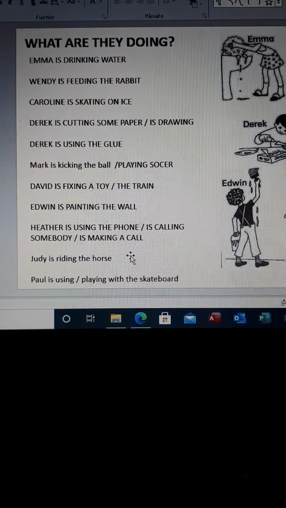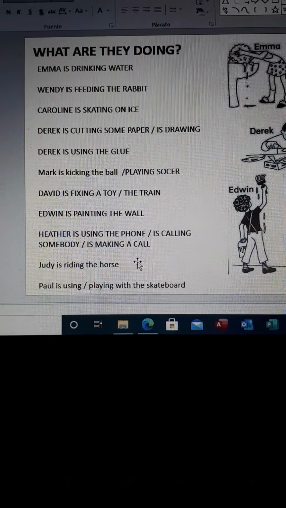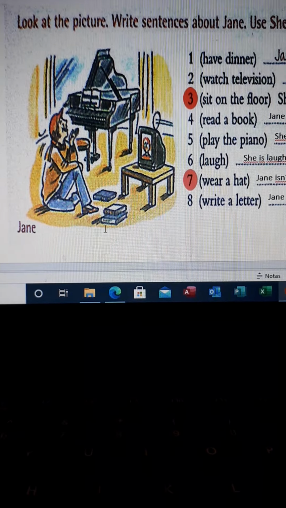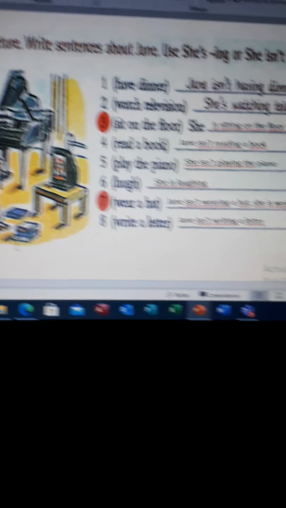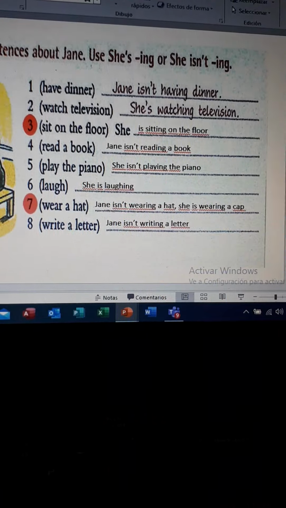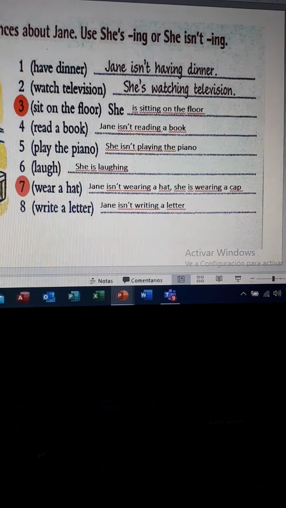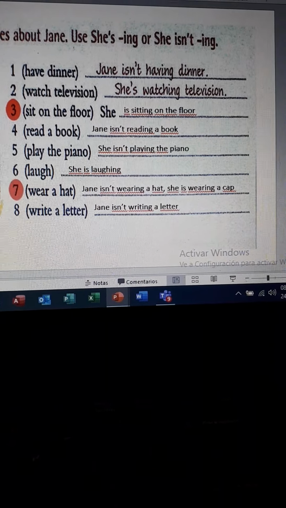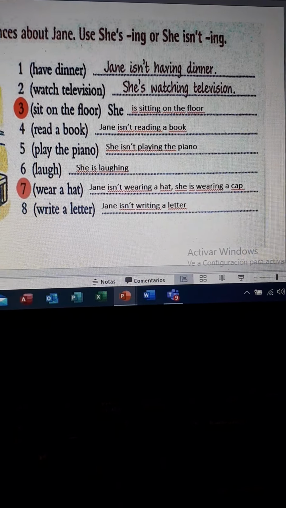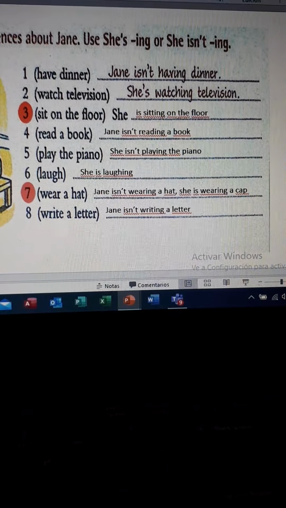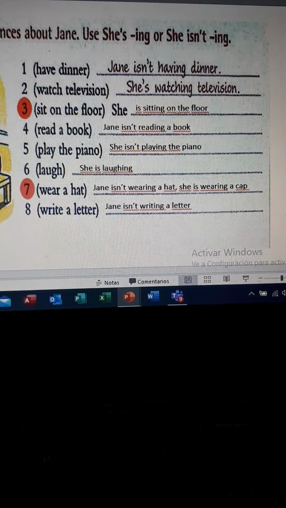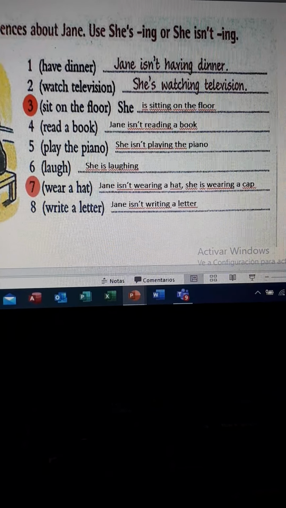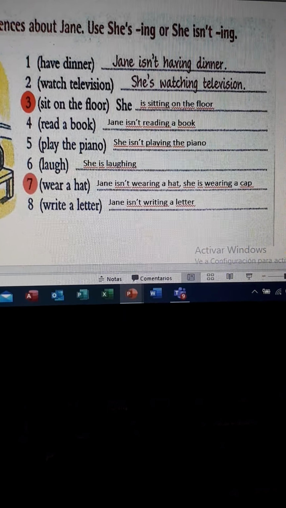So these are some examples that we work on in class. Also, in this situation where Jane is watching TV and has a piano, we said that Jane isn't having dinner. She's watching television. She's sitting on the floor. Jane isn't reading a book. She isn't playing the piano. She is laughing. Jane isn't wearing a hat. She's wearing a cap. And Jane isn't writing a letter.